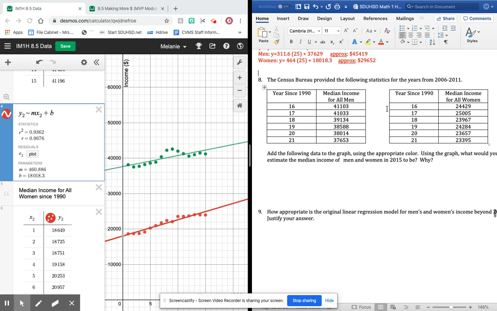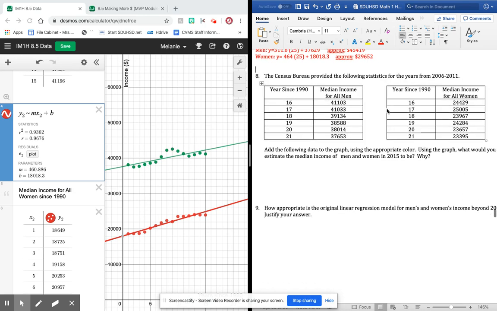The Census Bureau provided the following statistics now for the years from 2006 to 2011. So this is like extending the table that we started with, all the way out to 2011. So you can see the men's income still listed here, but notice that it's going down. And the women's income from 2006 to 2011 is actually staying pretty steady. So I went ahead and put that. It says add the following data to the graph using the appropriate color.